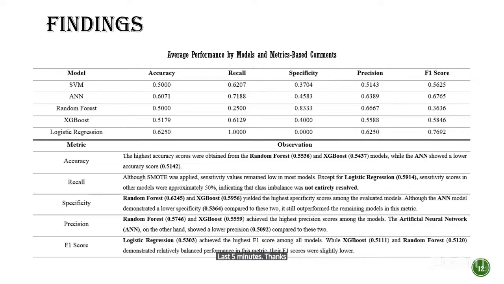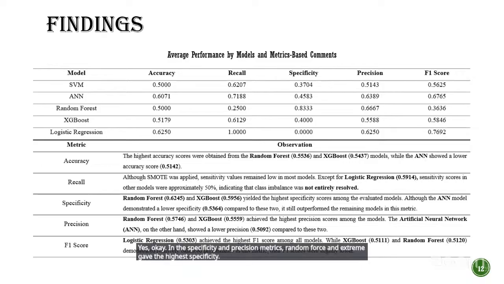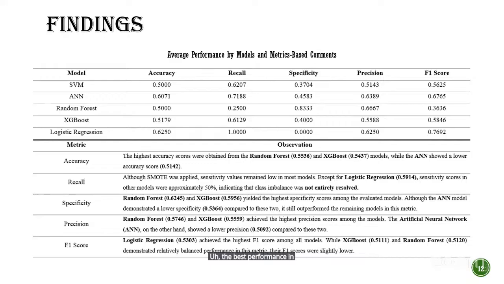Thanks. In the specificity and precision metrics, random forest and XGBoost gave the highest values. The best performance in F1 score was in the logistic regression model.